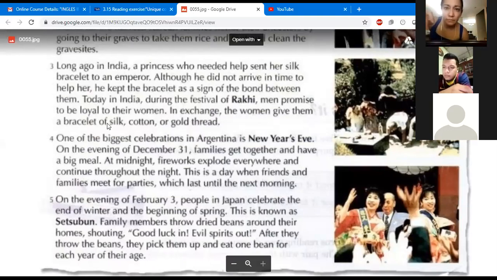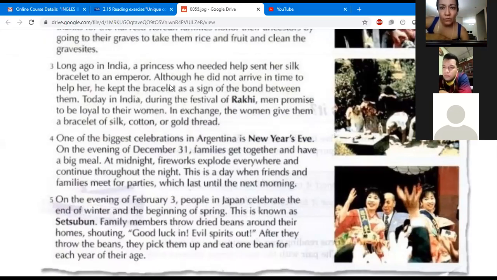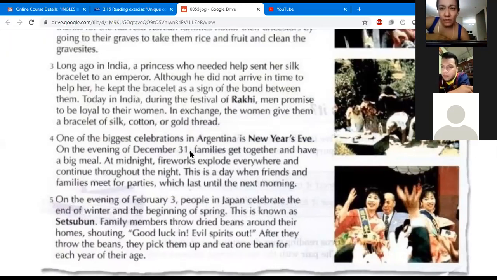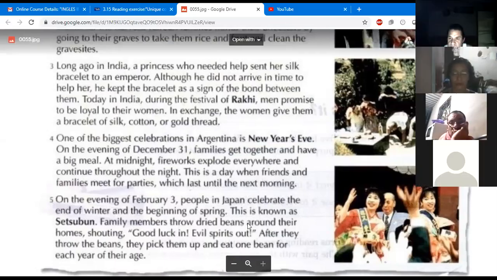Can you read the number four? Yes. One of the biggest celebrations in Argentina is New Year's Eve. On the evening of December 31, families get together and have a big meal. At night, fireworks explode everywhere and continue throughout the night. This is a day when friends and family meet for parties, which last until the next morning. Okay, you see the word until, right? Okay, no problem? No problem. Okay, good. Eric, read the last one.